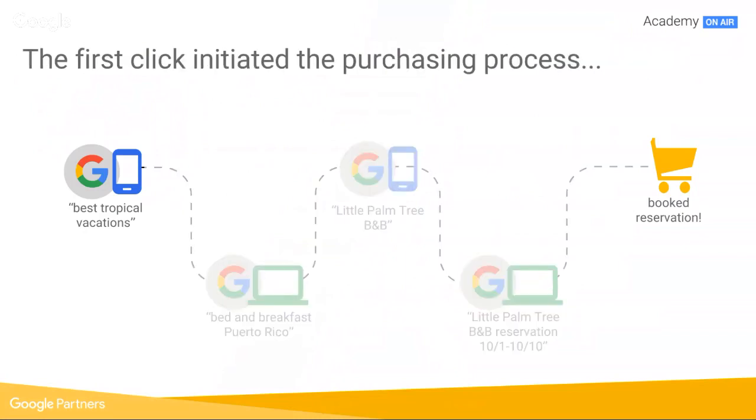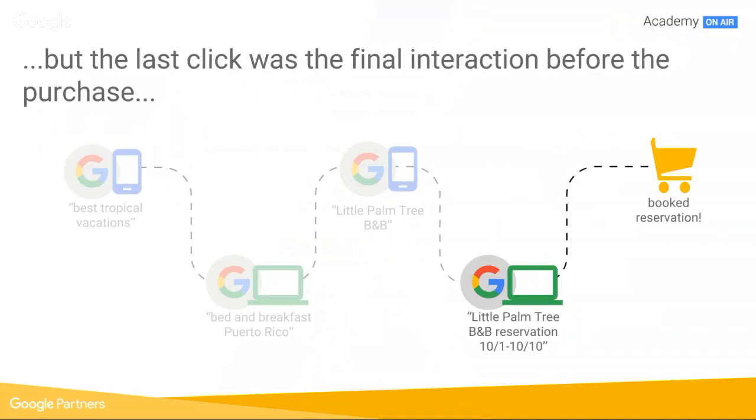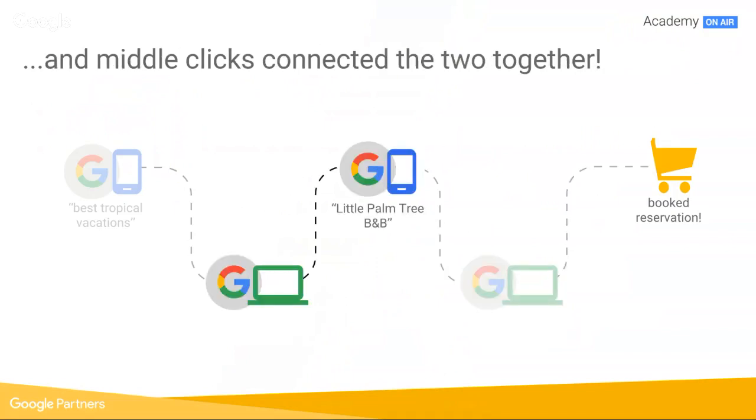These kinds of assumptions are basically what make an attribution model. Going back to the tropical vacations example, the first click is initiating a process. The last click was the little palm tree bed and breakfast reservation, just before the purchase. And then the middle clicks basically merge everything together. So it's basically one coherent story.